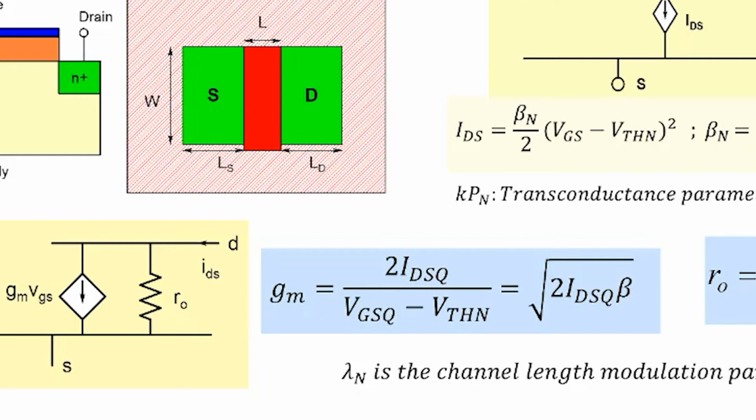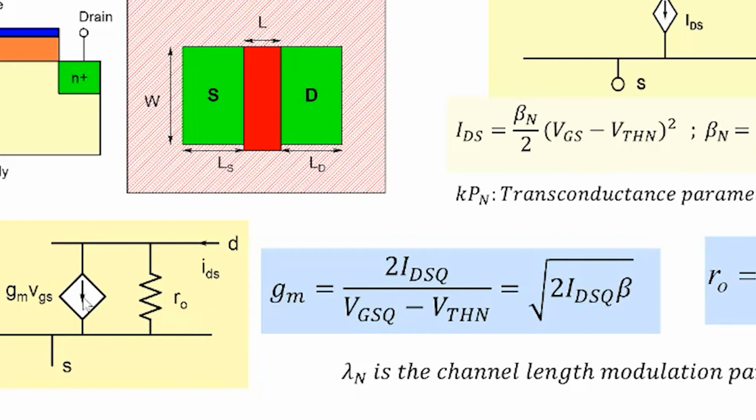And ro is 1 over lambda times IDSQ. Lambda is called the channel length modulation parameter. We'll not bother much about it. In most of our analysis, we'll take lambda equal to 0. Although it's given as 0.01, we'll take lambda equal to 0 most of the time. So ro for us will be almost infinite.